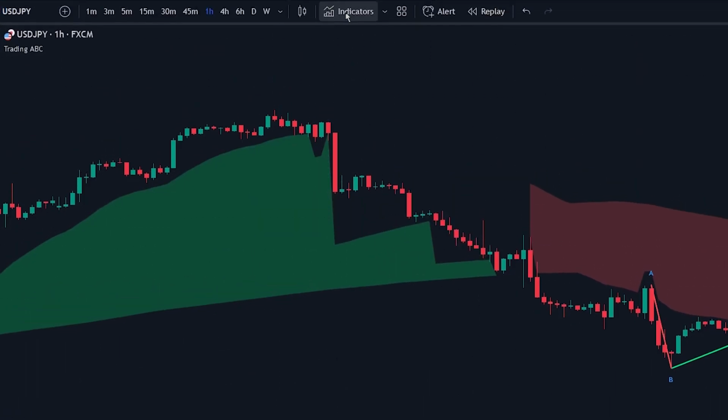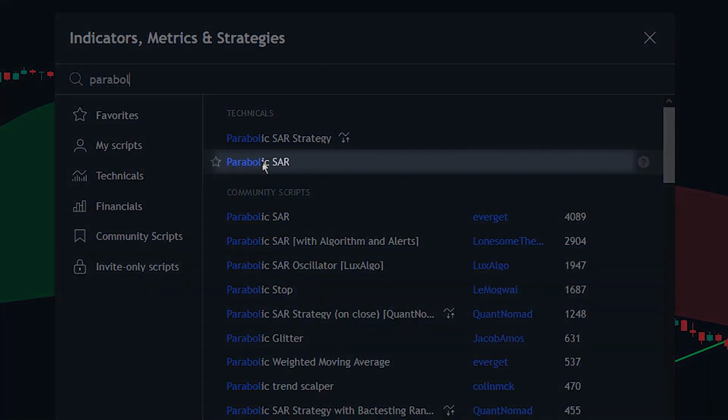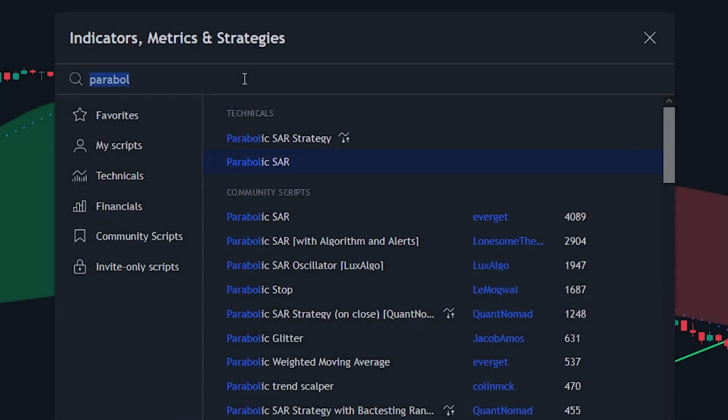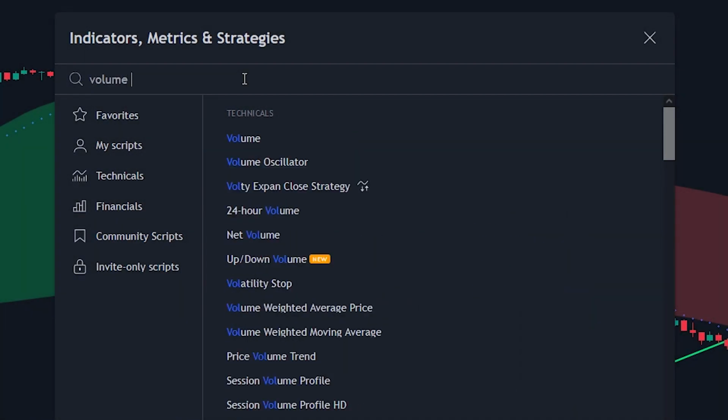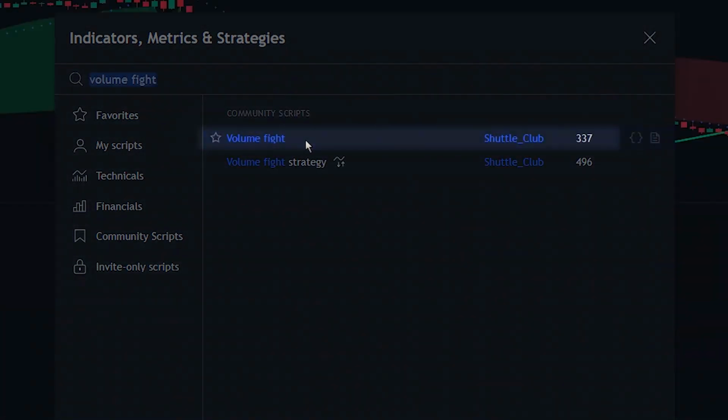Head over to the Indicator Search tab and search for the parabolic SAR indicator. Select the indicator made by TradingView and add it to the chart. Next, search for the volume fight indicator. Select the indicator made by Shuttle Club and add it to the chart.